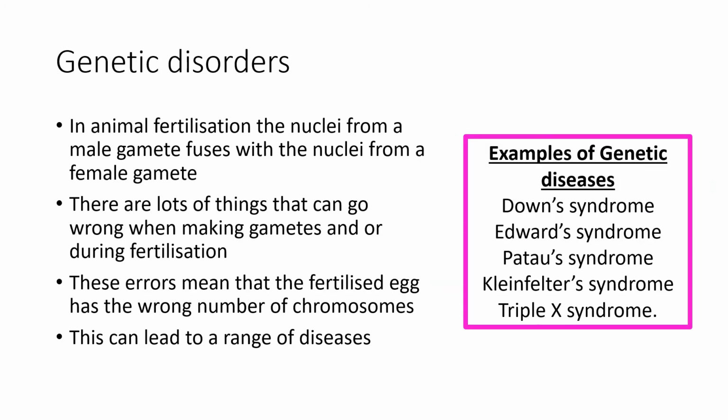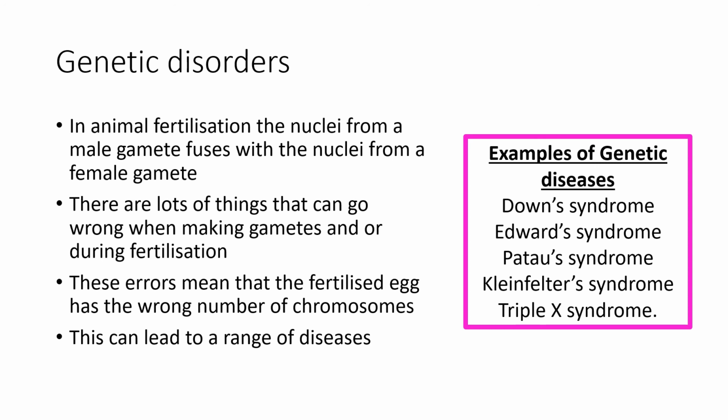Now, we've mentioned genetic disorders. When we have fertilization and when we have gametes being made by meiosis, things can go wrong. And when things go wrong, we can have gametes with an incorrect number of chromosomes. So instead of the haploid number, they have some extra or they are missing some. And also in fertilization, you can have random combinations of chromosomes linking together. And as a result, you don't end up with offspring or a fertilized egg that contains exactly the diploid number of chromosomes. And as a consequence, you can end up with all sorts of diseases.